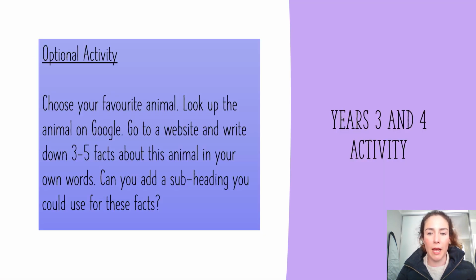There's now an optional activity for years 3 and 4 students. This optional activity is you can choose your favorite animal and look up the animal on Google, go to a website and write down 3 to 5 facts about this animal in your own words. Can you add a subheading you could use for these facts? So thinking about what subheading would match your 3 to 5 fact summary. Just remember that this activity though is optional.